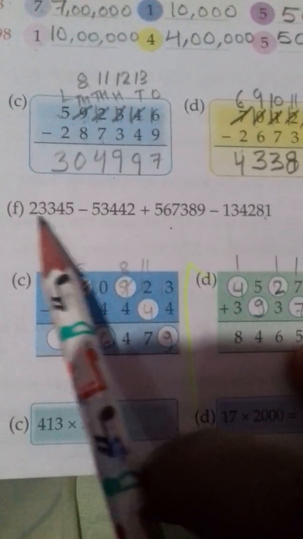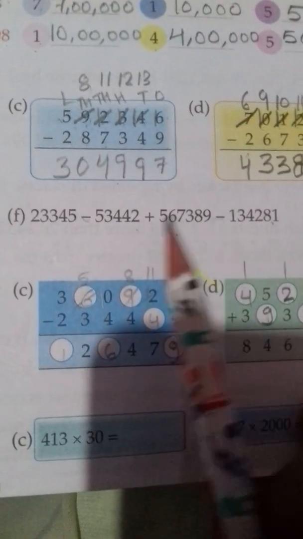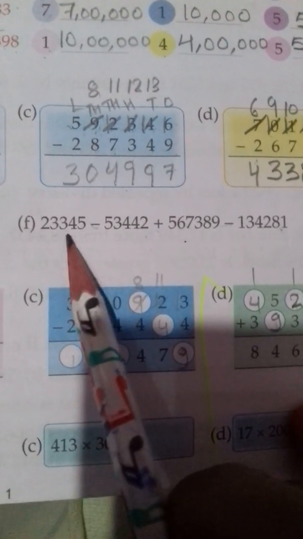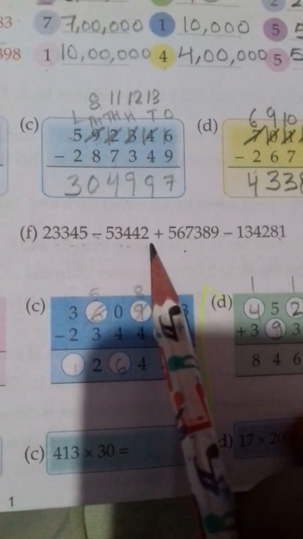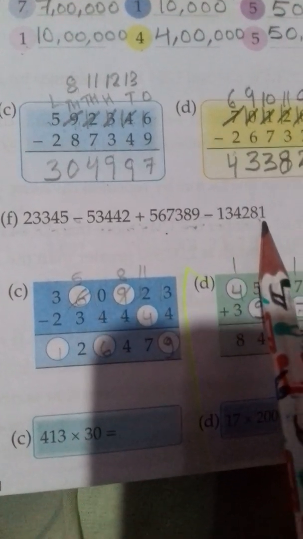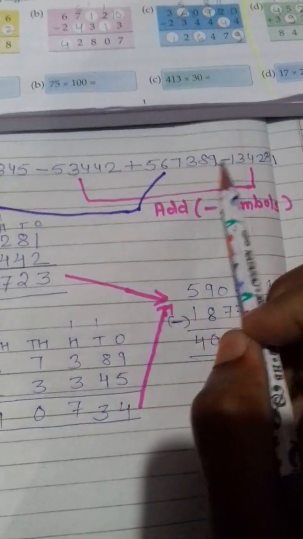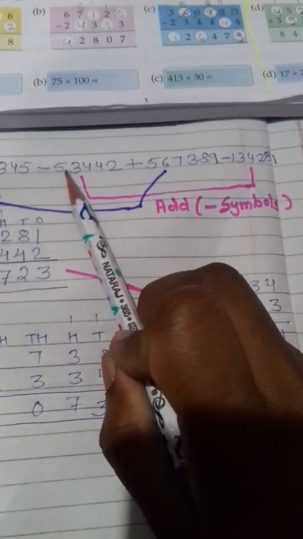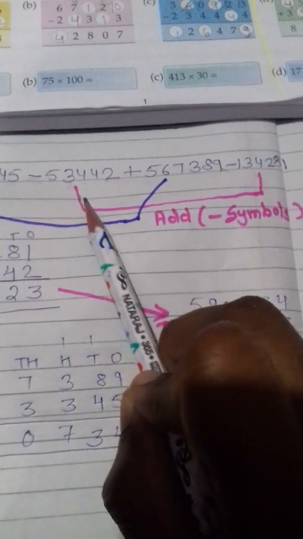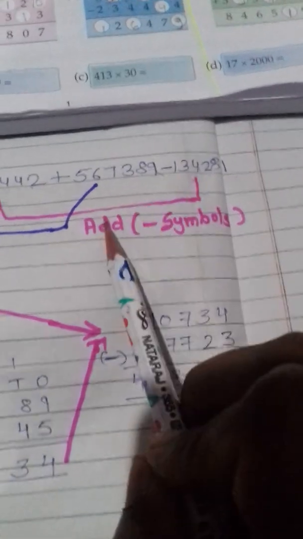Now in F1 again 4 numbers are given, but see the symbols. 2 symbols are minus and plus. 2, 3, 3, 4, 5 minus 5, 3, 4, 4, 2 plus 5, 6, 7, 3, 8, 9 minus 1, 3, 4, 2, 8, 1. So here what will we do? Here we will first add the minus symbol numbers. See, this is the minus symbol number 5, 3, 4, 4, 2, and again this is the minus symbol number 1, 3, 4, 2, 8, 1. We will add these minus symbol numbers together.